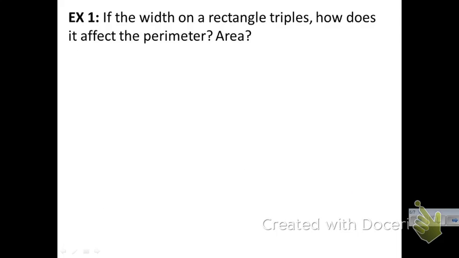Okay, example 1 says that the width of a rectangle triples. How does it affect the perimeter? How does it affect the area? Okay, on this last one, I'm going to go ahead and probably just draw a rectangle. Let's say that it is 1 by 3. It says if the width triples, and I'll call this one, let's change, instead of going by 1 by 3.